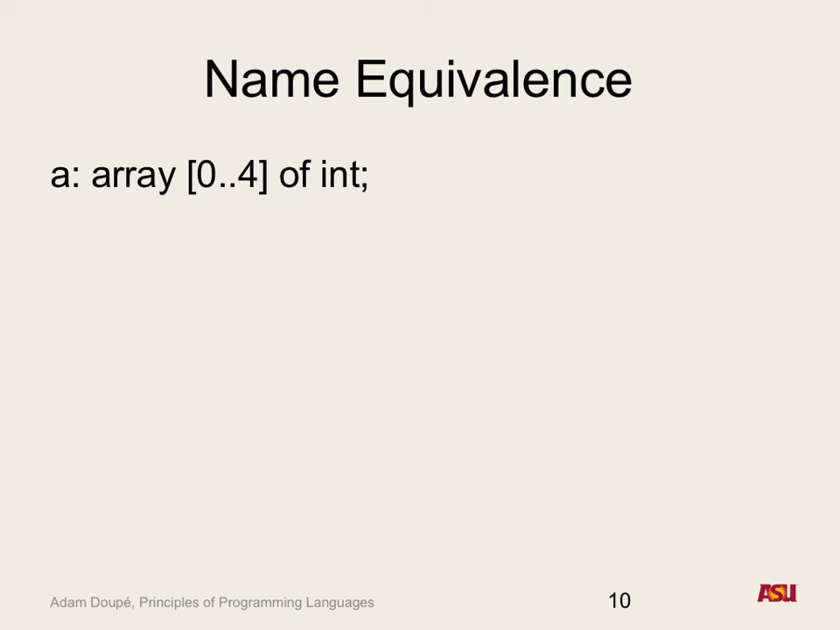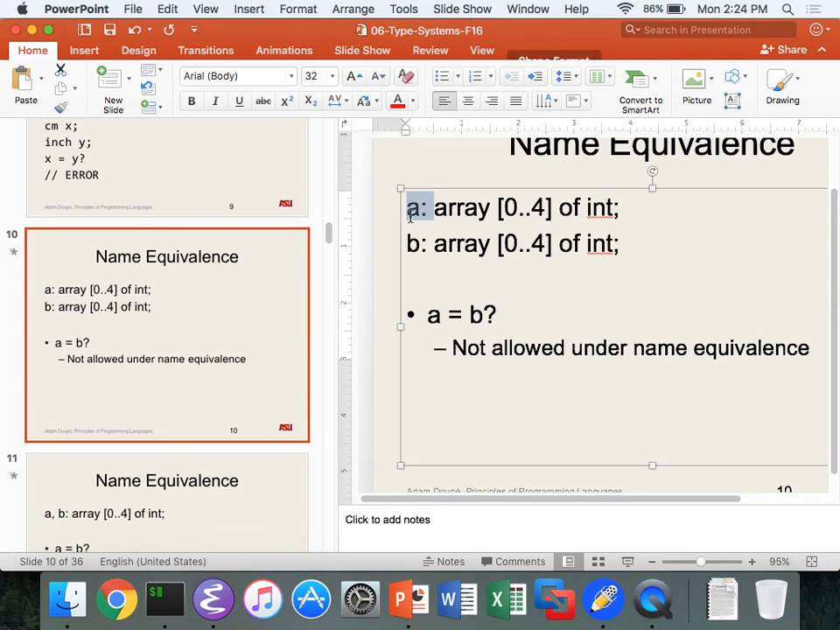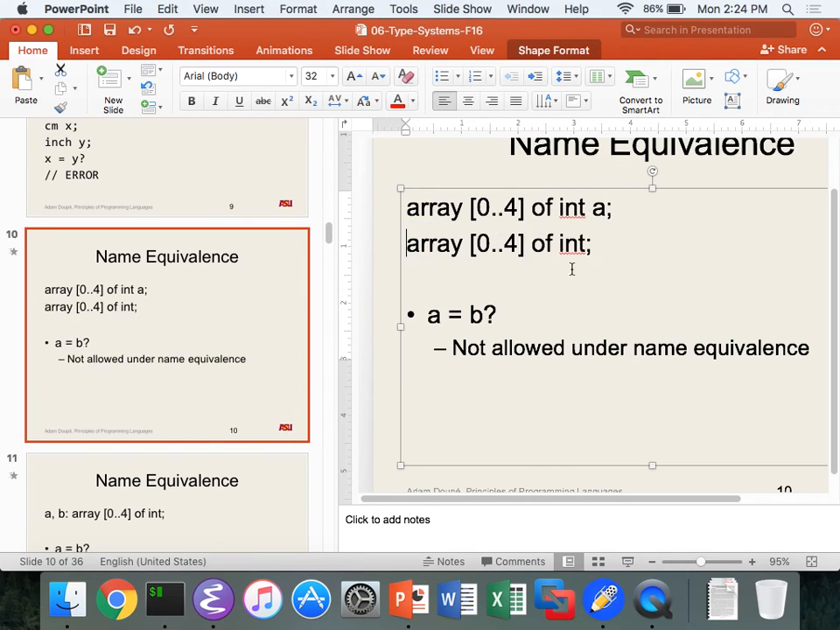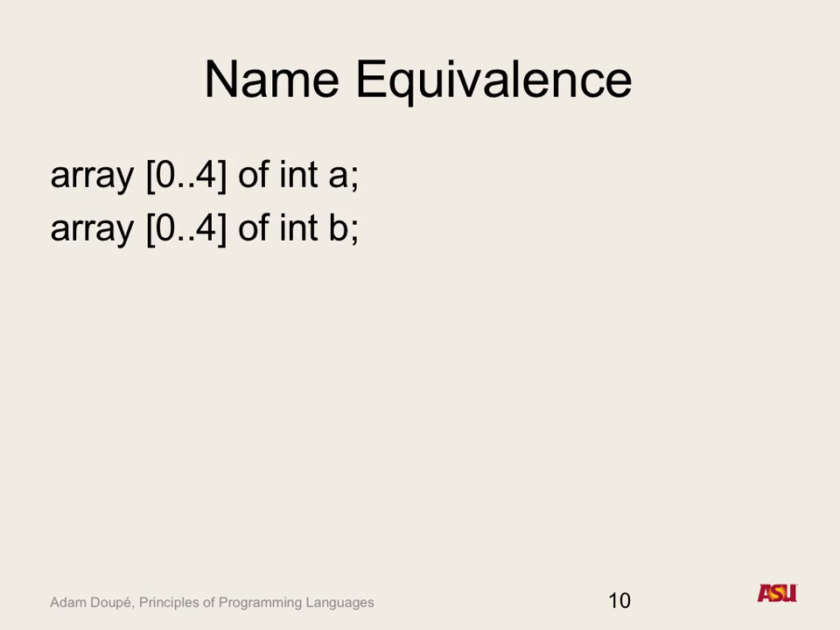So let's think about this different case. I just noticed this is the wrong way. This is not consistent with our earlier examples. There we go. Cool. So I'm declaring two arrays of 0 through 4 of A's and B's. So can I set A equals B with name equivalence?